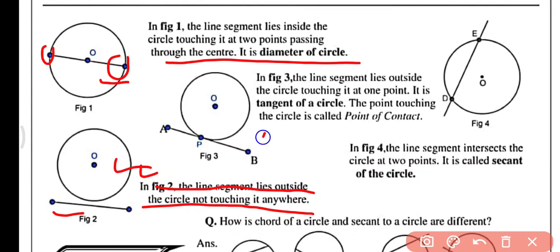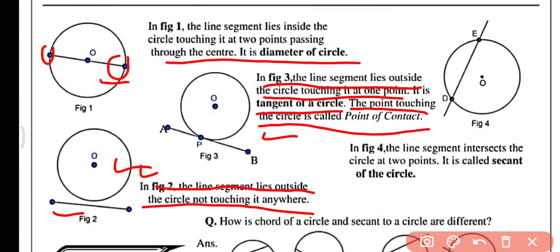So now in figure 3, the line segment that lies outside the circle and touches it at one point is the tangent of the circle. The point touching the circle is called the point of contact. So here in this figure 3, we have AB as a line segment that touches the circle at point P. So point P is called the point of contact, and AB is the tangent, and O is the center of the circle.